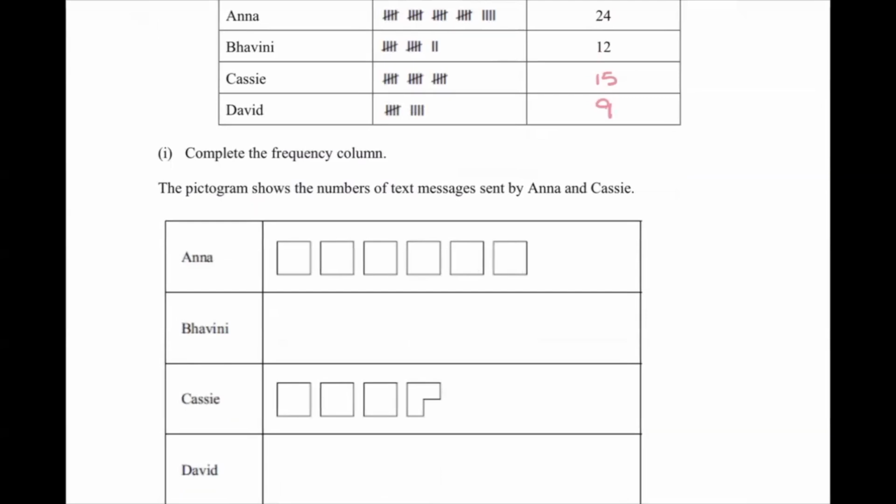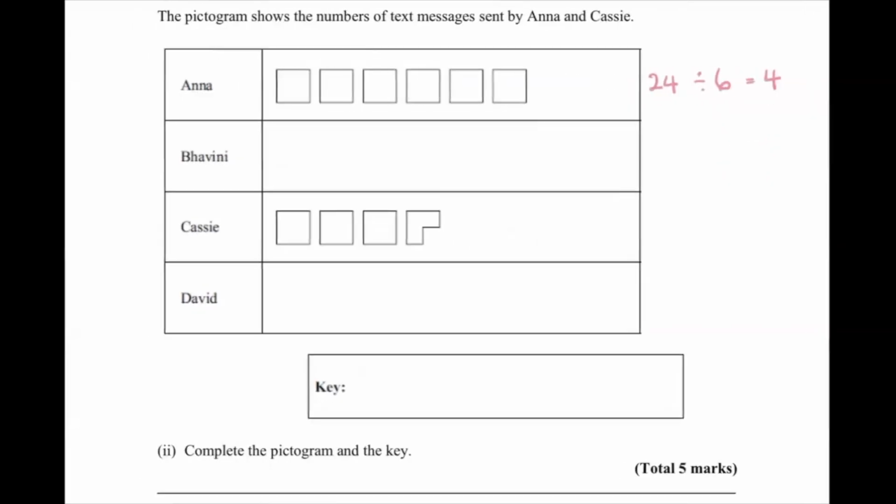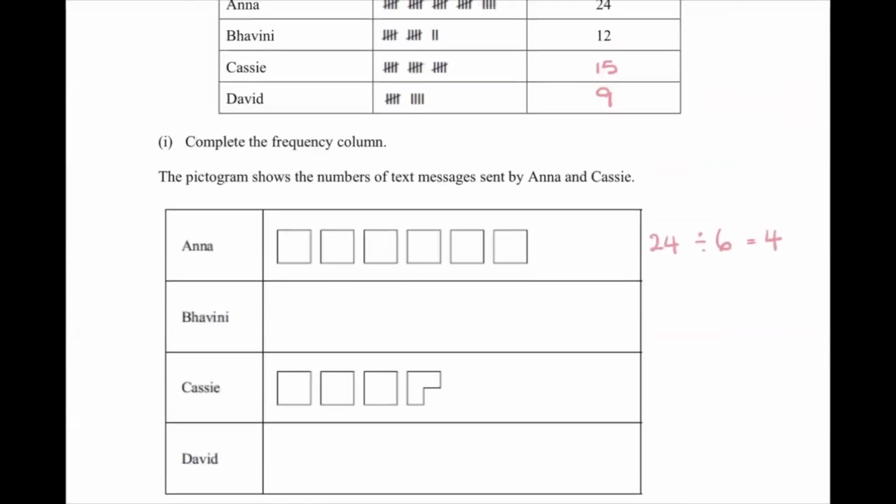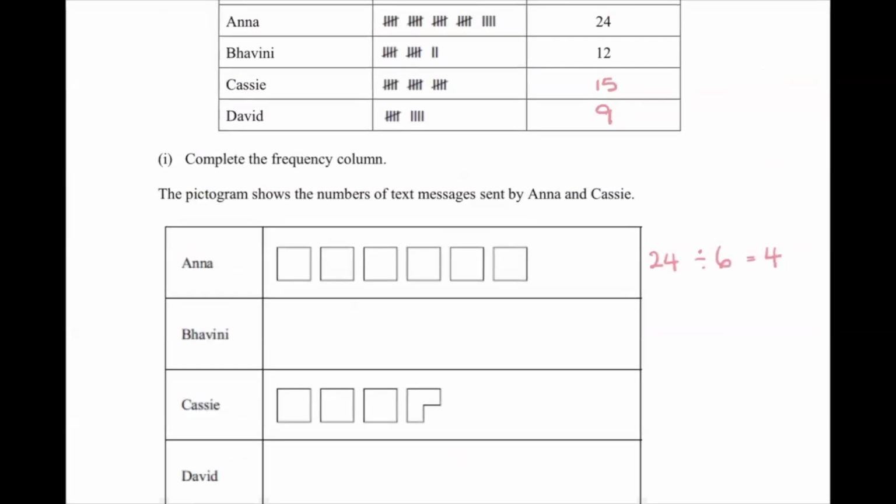Now, we already know that Anna is 24, and we can use that to help us work out what the key would be for this question. I've got 1, 2, 3, 4, 5, 6 squares. So I would divide my 24 by 6, which gives me 4. So I know that the key is 1 square is equal to 4. So I'm going to complete the key, and then I'm going to come back and complete the pictogram. So I need to make sure there's a total of 12 for this row.